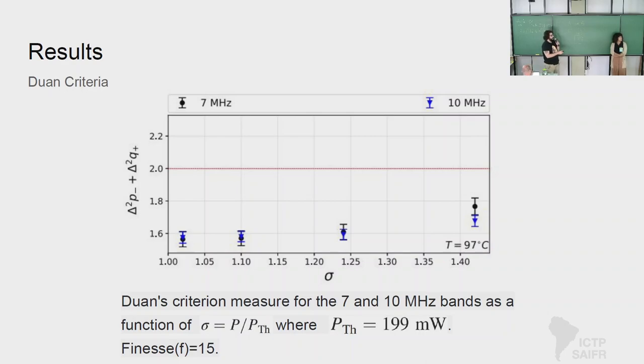And here we can see this quantity, compared to the input power. It is normalized by the threshold power because we need to remember that in this experiment we are working with the NOPO above the threshold value. And we can see that for the whole spectrum they have entanglement.